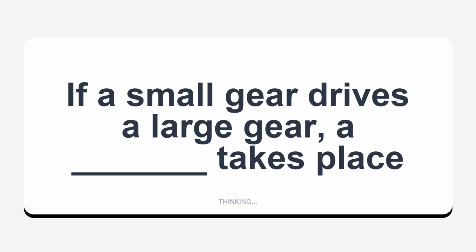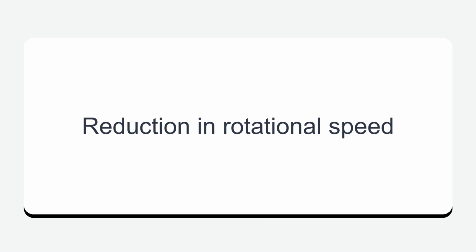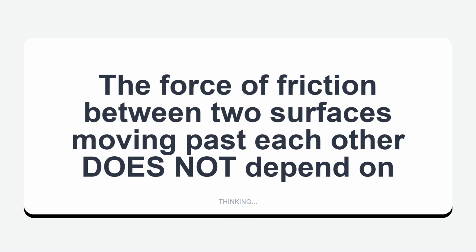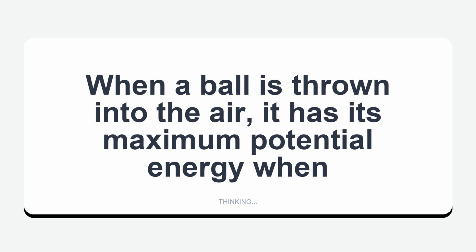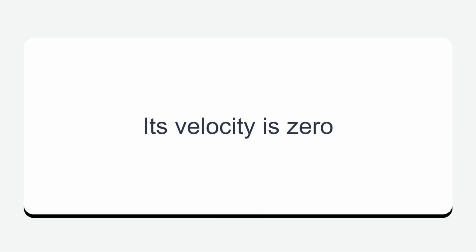If a small gear drives a large gear, reduction in rotational speed takes place. The force of friction between two surfaces moving past each other does not depend on the speed at which the surfaces are moving past each other. When a ball is thrown into the air, it has its maximum potential energy when its velocity is 0.